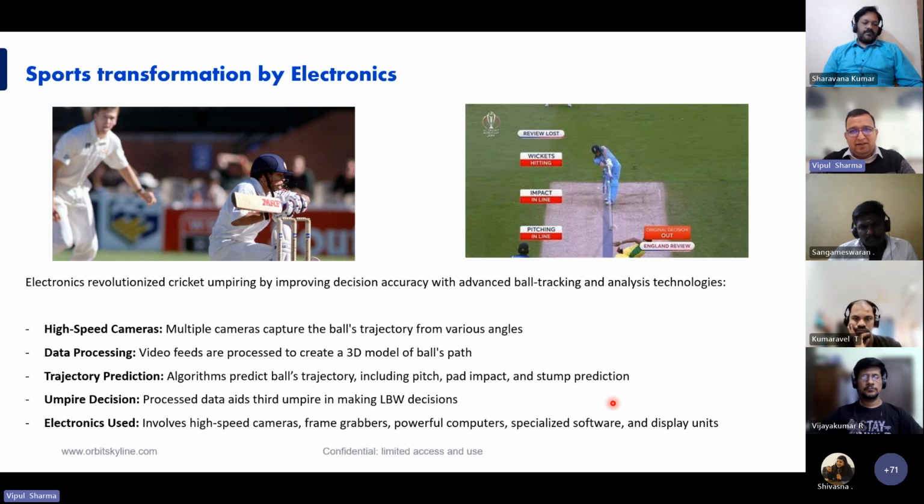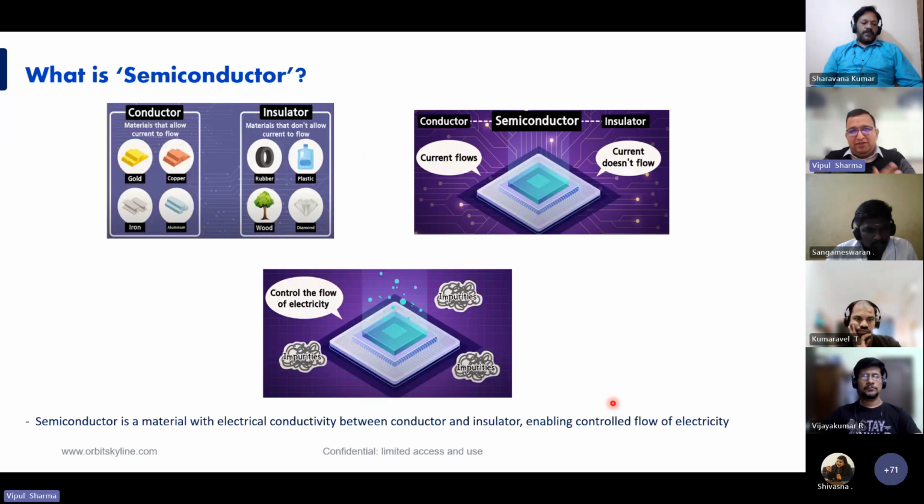In Formula One, I think technology has been used for the last several decades. So just to give you an overview, as I mentioned about automobiles and the ceiling fan, sports have also been transformed by electronics and semiconductors. Okay, so I think we have seen what all transformation semiconductors have brought about.